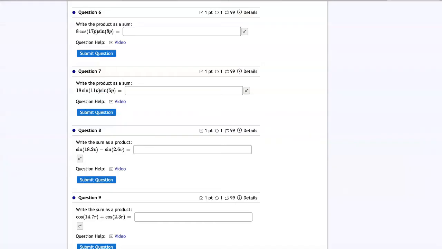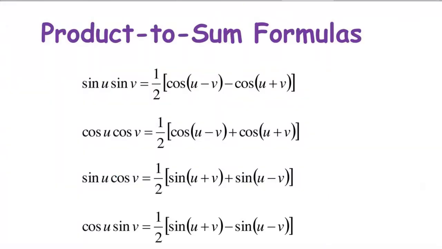Next problem. So now I've pulled up my open math, and here I have question 6, write the product as a sum. And those directions are really clear and also very suggestive. We need to turn a product into a sum. So you'll find in your textbook on page 235, product to sum identities. And this is what they look like.